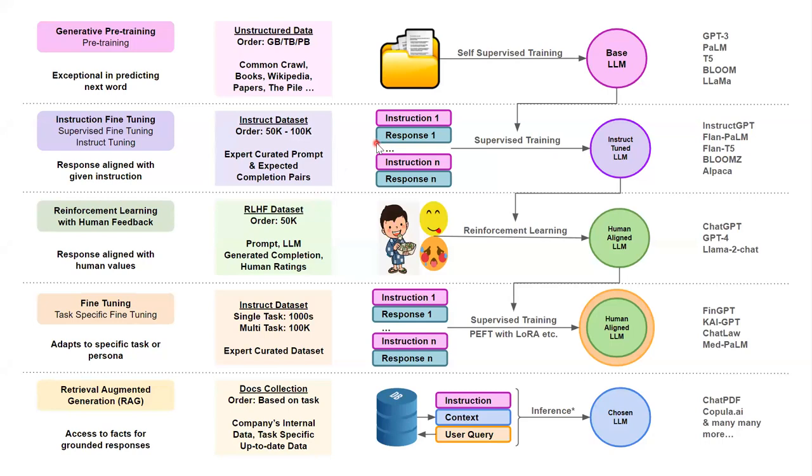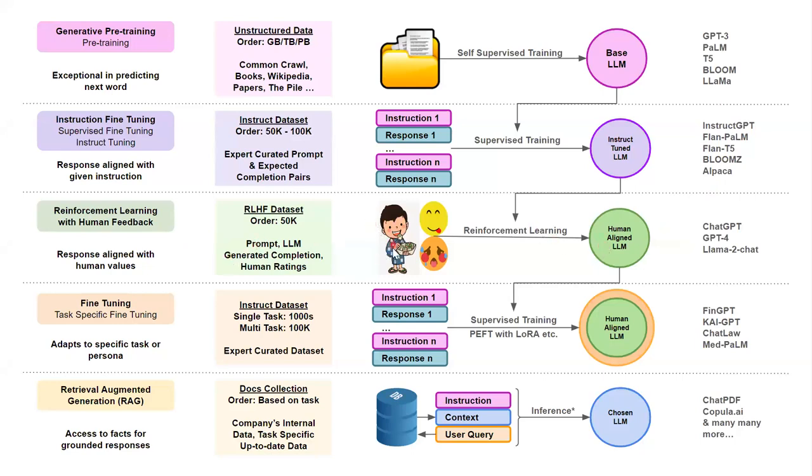Now, this includes multiple tasks like question answering, logical reasoning, mathematical reasoning, and so on. So that's why the order is 100,000 samples. And this is a completely supervised training. Some of the models are Instruct GPT. So basically GPT-3, let's say it's trained to follow these instructions, then it becomes Instruct GPT. Then PaLM trained on an instruct dataset becomes Flan-PaLM, Flan-T5. So Bloom becomes BloomZ, and Llama becomes Alpaca. Actually, Llama 2 becomes Alpaca, I think. Okay. Then comes reinforcement learning.